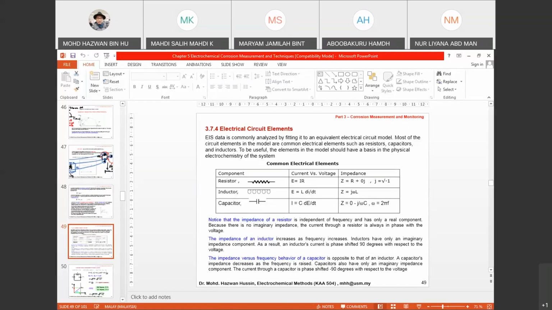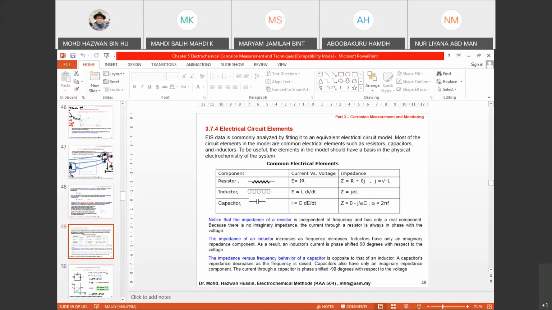Okay. Note that the impedance of a resistor is independent of frequency and has only a real component. Because there is no imaginary impedance, the current through a resistor is always in phase with the voltage. The impedance of an inductor increases as frequency increases. Inductors have only an imaginary impedance component as a result, and the inductor's current is phase shifted 90 degrees with respect to the voltage.